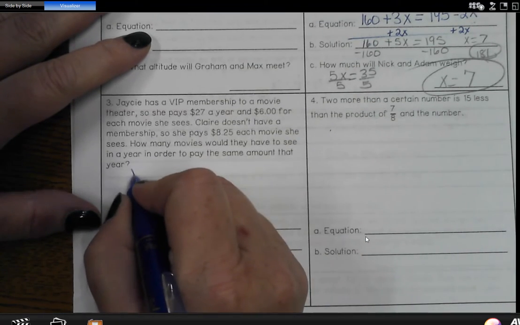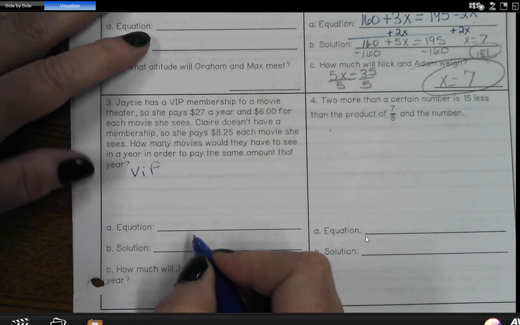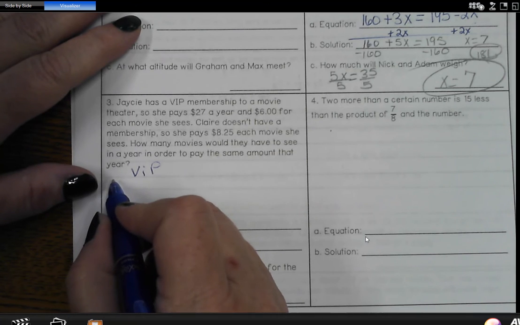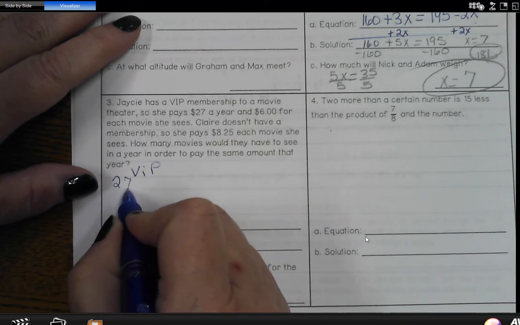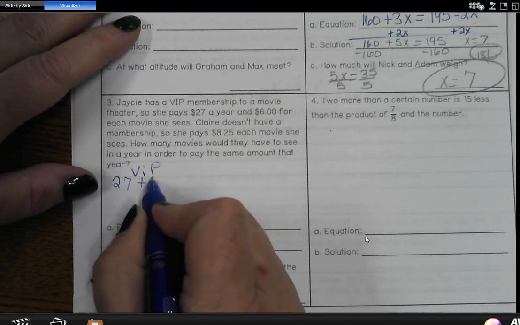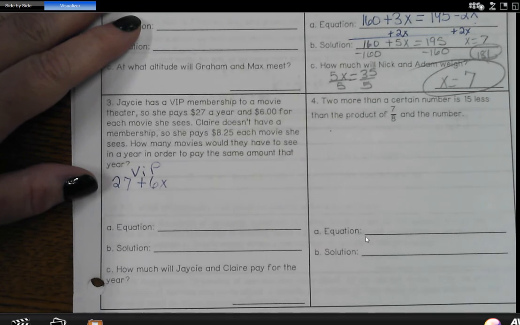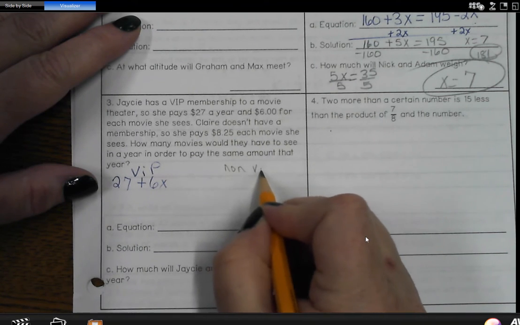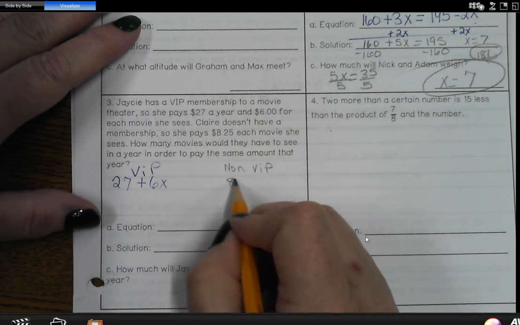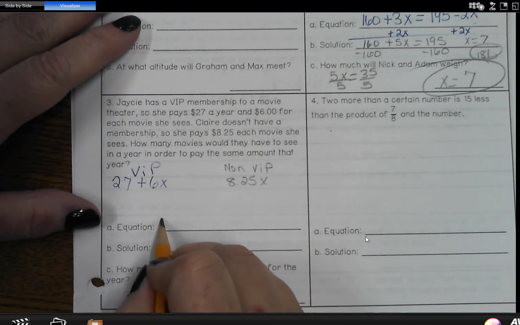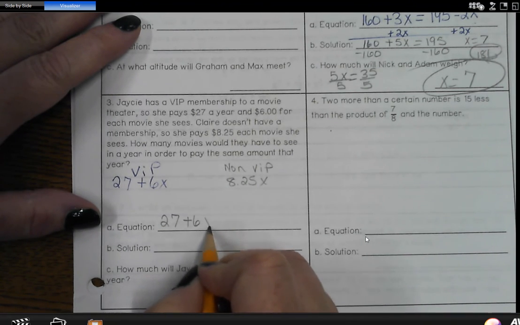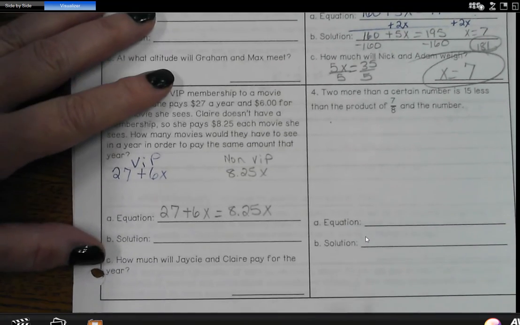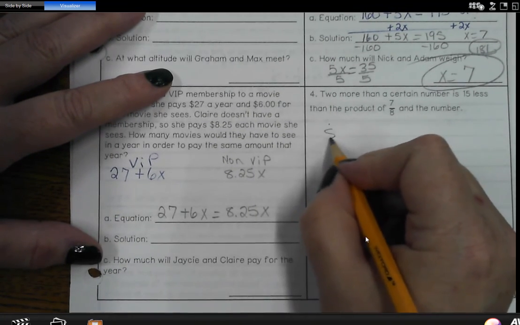So the VIP is what? What does the VIP cost? 27 plus 6x. And then what is the non-VIP? 8.25x. So we have 27 plus 6x equals 8.25x. So when we solve it, I'm going to solve it over here.